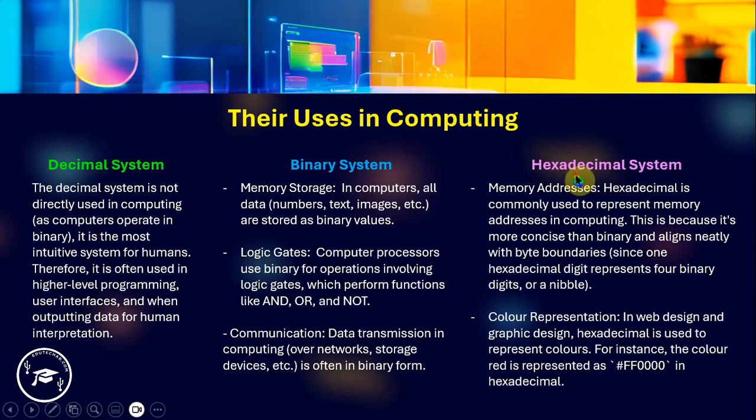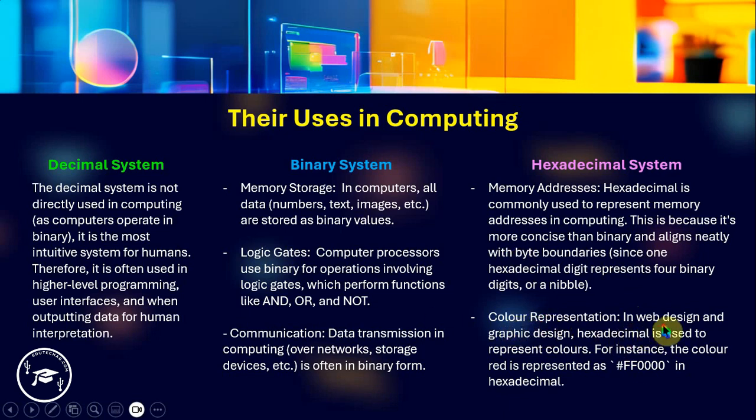What about hexadecimal systems? How do we use them? It is commonly used to represent memory addresses in computing. This is because it's more concise than binary and aligns neatly with byte boundaries. One hexadecimal digit represents 4 binary digits, and 4 binary digits is called a nibble, right? 8 is a byte. So instead of representing that long chain of zeros and ones, you can use just two hexadecimal digits to represent it, and that is the beauty of it.